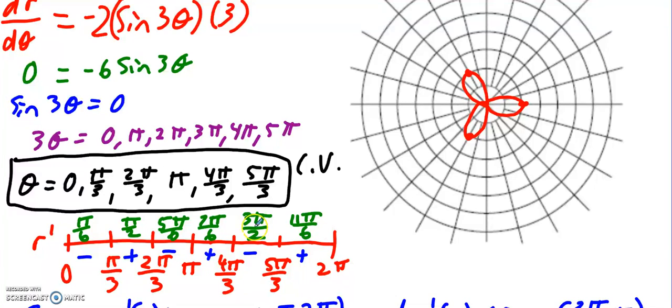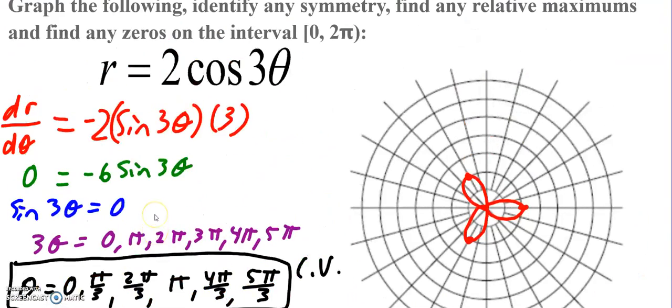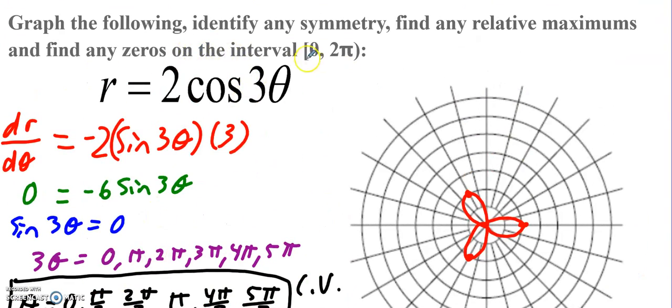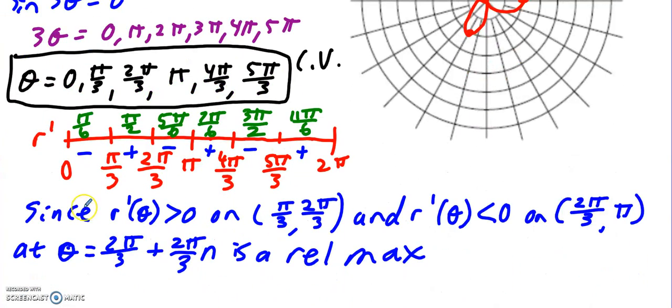I did a chart. I find that I have a couple of relative maximums, but we're only looking on the interval of 0 to 2 pi, and I know that there's an infinite amount of relative maximums. So in terms of my derivative speak, I'm just going to say since r prime of theta is greater than 0 on pi thirds to 2 pi thirds, and r prime of theta is less than 0 on 2 pi thirds to pi, theta equals 2 pi thirds plus 2 pi thirds n is a relative max. I know this pattern is going to continue because I understand how trig functions work.